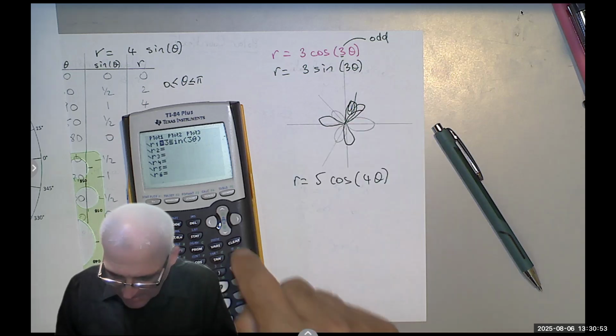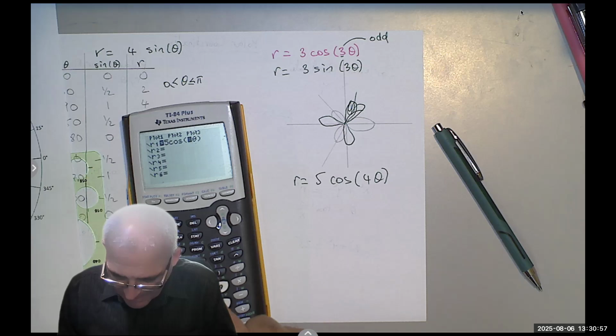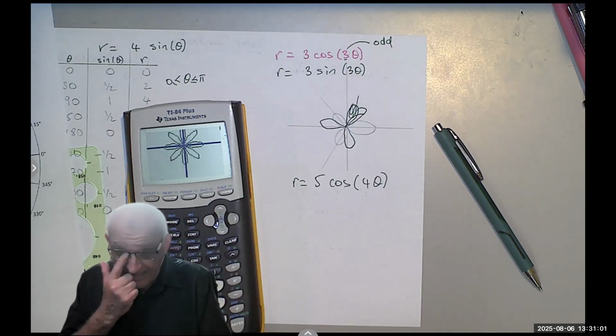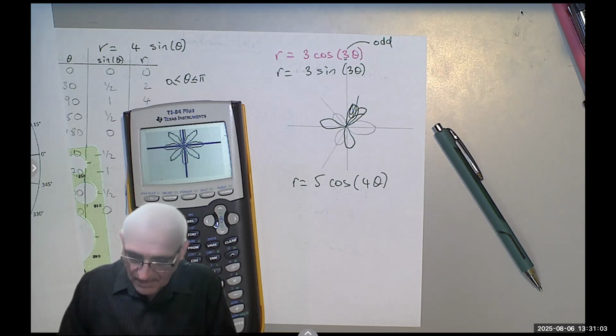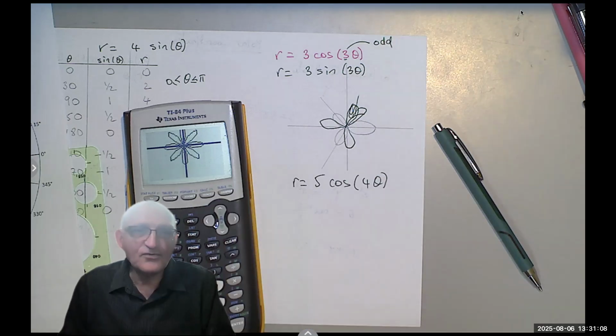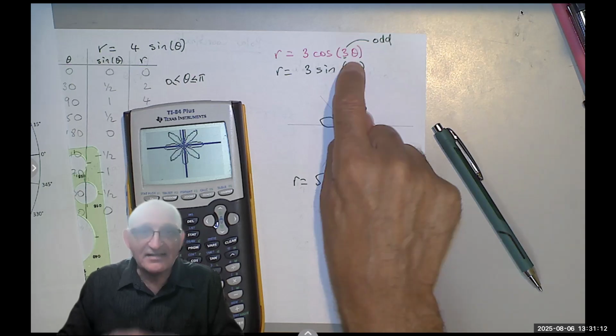Now, change, it doesn't matter, 5. And let's return to cosine and then make that 4 and graph it. Yep, 8 petals. 1, 2, 3, 4, and then at 45 degrees, I get another 4. So when it's even, you get double. If it's odd, you get the same number.